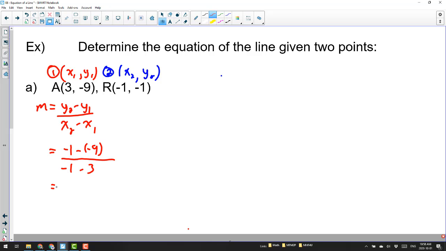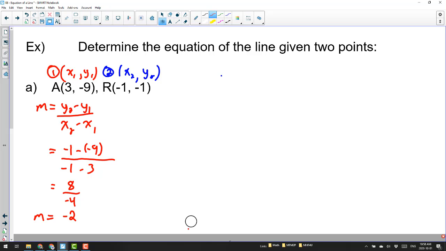So negative 1 minus negative 9, that's the same thing as negative 1 plus 9, so that's 8, over negative 1 minus 3, which is going to be negative 4. So 8 over negative 4, we get a slope of negative 2.